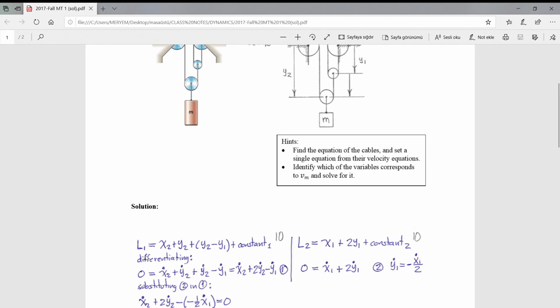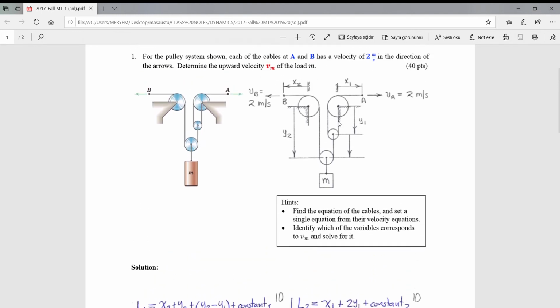Let's take the derivative: x2 dot plus y2 dot plus y2 dot minus y1 dot. Let's simplify the equation: x2 dot plus 2 y2 dot minus y1 dot. Let's keep this equation and let's look at the length L2. Length L2 starts at point B and it ends here.